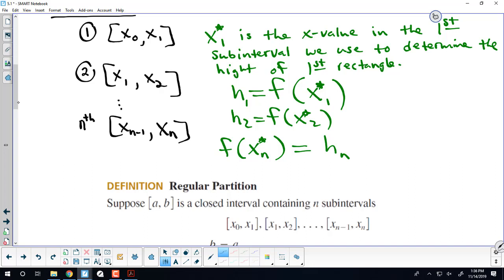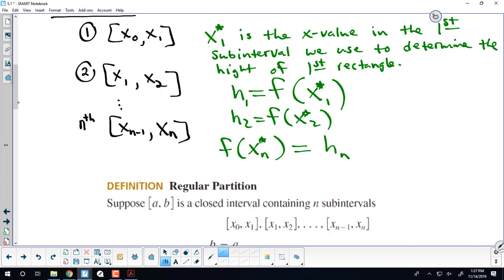The value we plug into the function to determine each rectangle's height will be denoted here as x star sub k. So x star sub 1 is the x value in the first subinterval that we plug into the function to get its height. X star sub 2 will be the value in the second rectangle we plug in to get its height, and so forth. In general, x star sub n just means what x value at the nth rectangle we plug in to get the height of that particular rectangle.